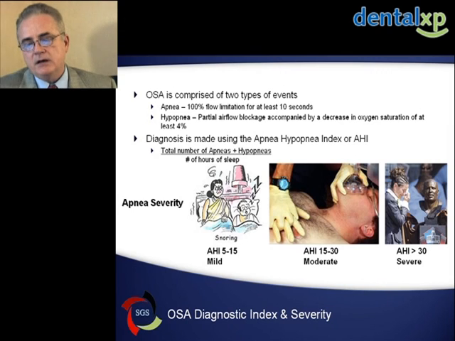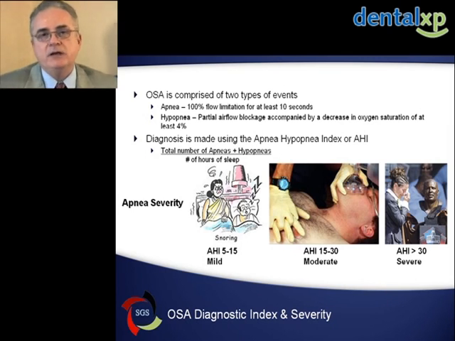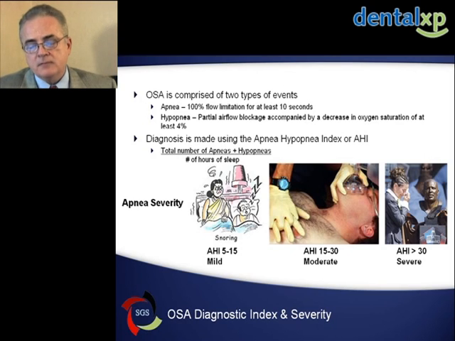And that number will be anywhere from 0 to, well, it could be as high as 100 or more. But generally speaking, mild obstructive sleep apnea is described as an AHI of 5 to 15 events. Moderate would be 15 to 30, and then severe would be an AHI of 30 or more.